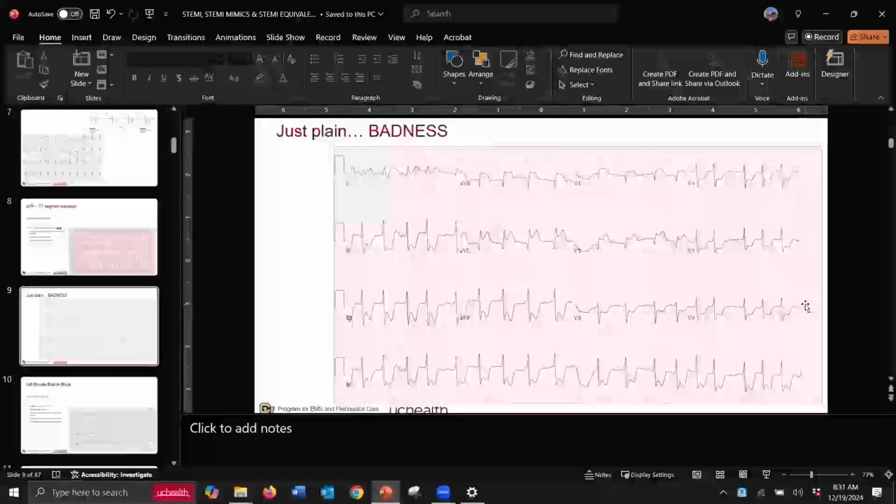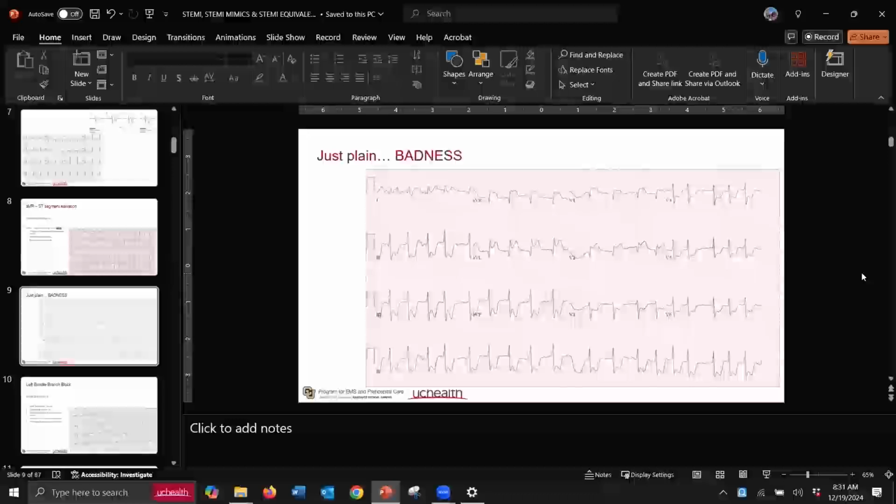It's the subtle stuff that we're missing because this is the evolution of it, right? We want to catch it when it's more subtle and get that patient to a PCI capable facility.